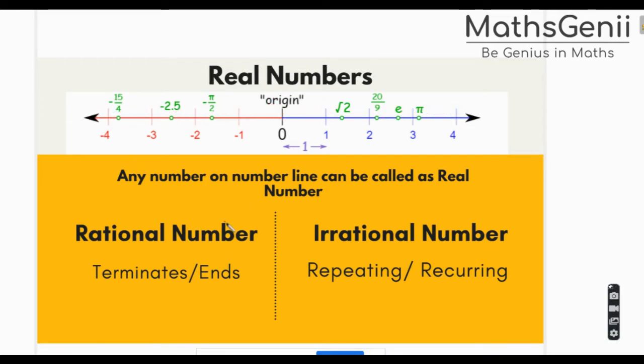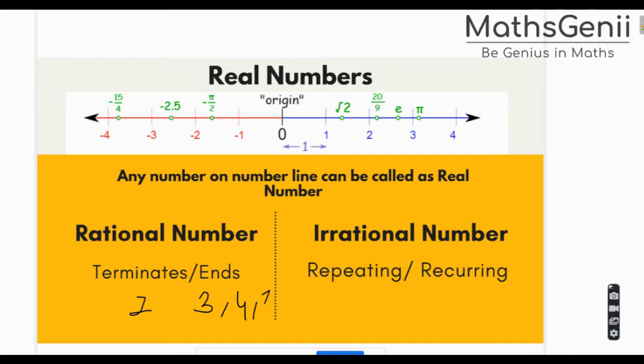Now real numbers also have two parts, which are rational numbers and irrational numbers. If I have to give you an example of rational numbers, all the numbers like 2, 4, 5, 6, 7, 8, 9 are rational numbers because they are ending, right? 2 has an end, 3 has an end, 4, 5, all the numbers are rational numbers.